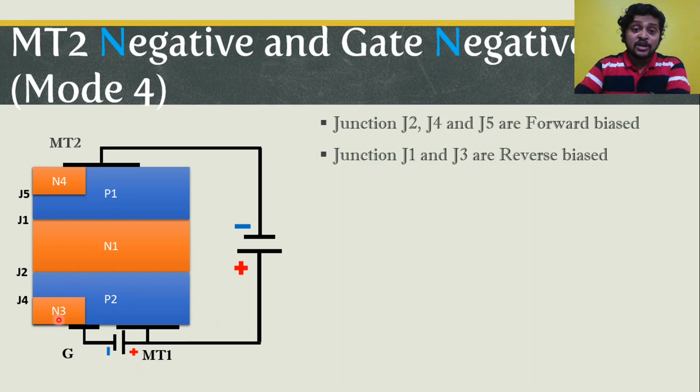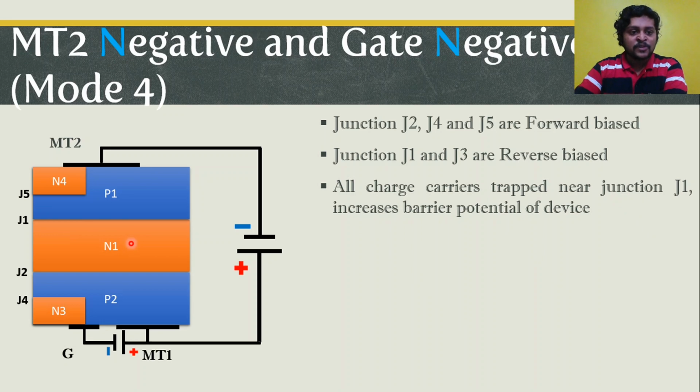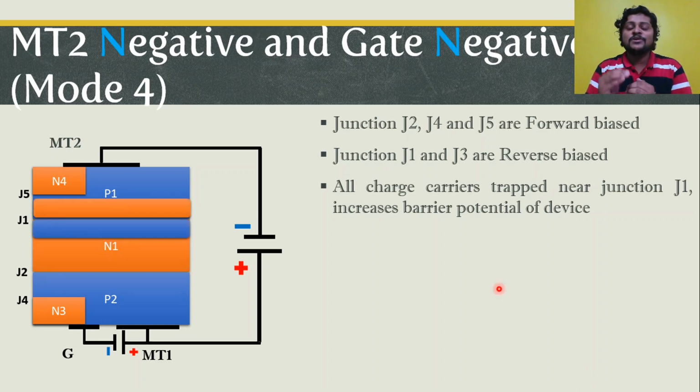As the charge carriers are transferred within the device, but junction J1 is in reverse bias condition, all the charge carriers which are transferred get accumulated near the junction J1. As charge carriers accumulate near the junction J1, it increases the width of the depletion region, which further increases the barrier potential of the device. As the barrier potential of the device increases, quite naturally, there will not be any movement of charge carriers from the P1 region to the N1 region or from the N1 region to the P1 region.